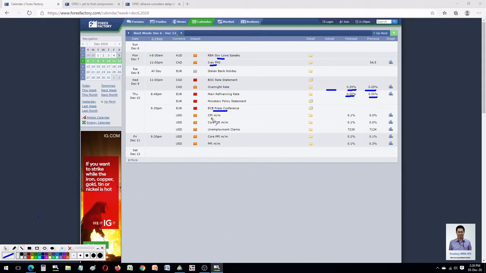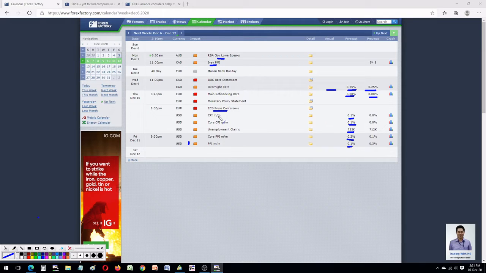And Thursday evening you got USD. All USD on Thursday and Friday. You got the CPI number, which they expect to be slightly better, and core CPI monthly. They expect a better number, a positive number. Unemployment claims they expect to be a little better. And Friday, they also expect the core PPI and the PPI number to be better.